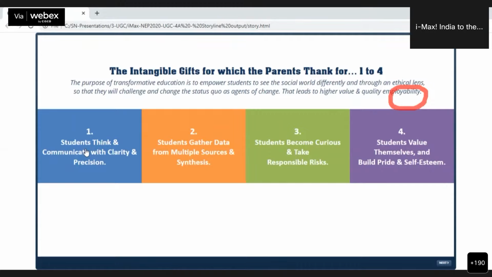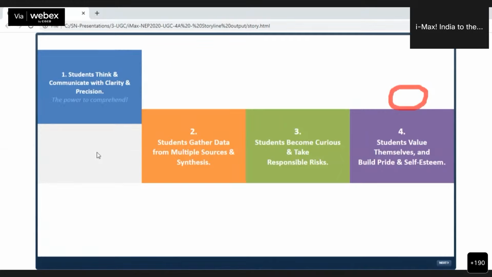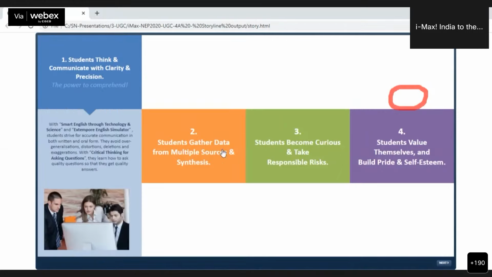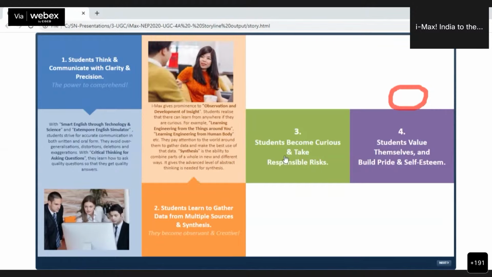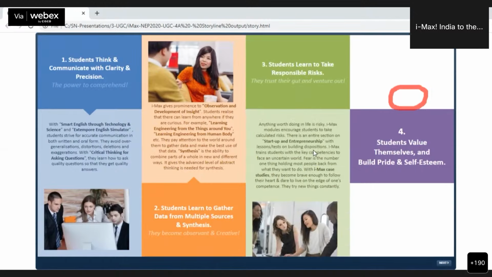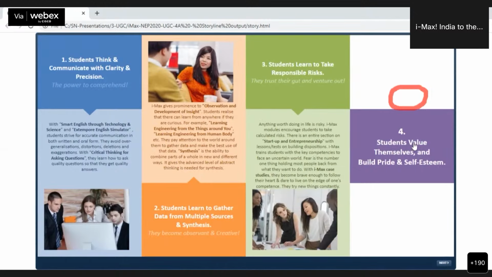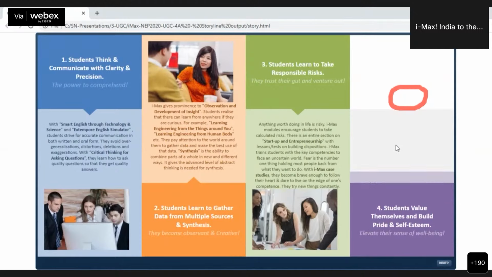We know that along with the OBE, there is another thing called SDG, that is Sustainable Development Goals. These are all the sustainable development goals. If we try to implement Bloom's taxonomy, this revised Bloom's taxonomy, students think and communicate with clarity and precision. Students gather data from multiple sources and synthesize. Students become curious and take responsible risks. Students value themselves and build pride and self-esteem.